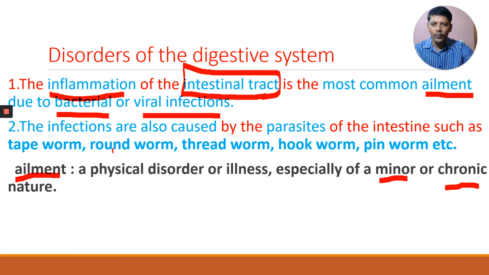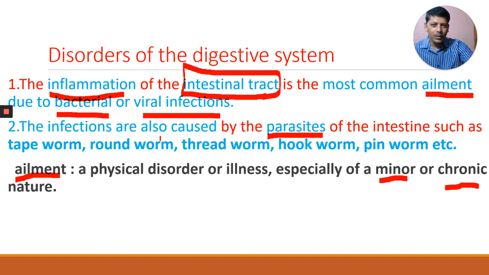Next one, the infections are also caused by parasites. You know the meaning of the word parasites. You learned parasitism in first year. What are the different types of parasites? Ectoparasite, endoparasite, cytozoic parasite, histozoic parasite, hyperparasite. You learned different types of parasites.